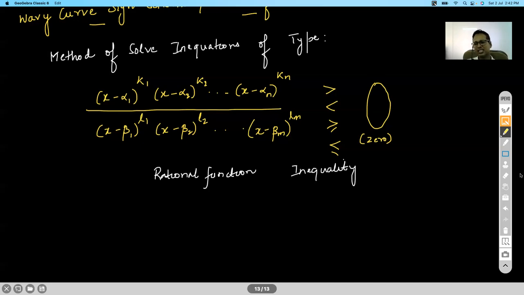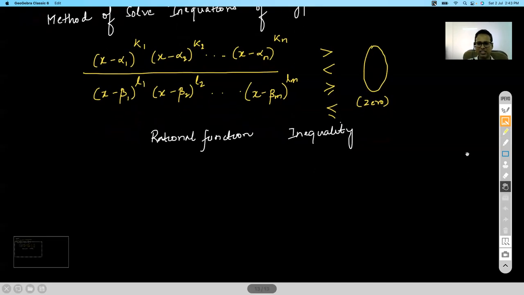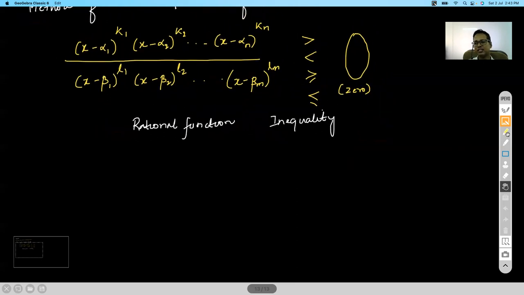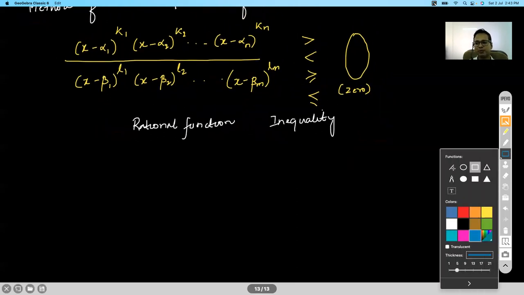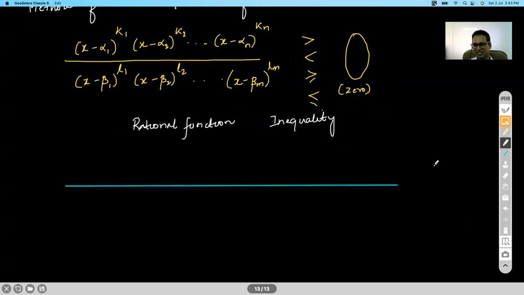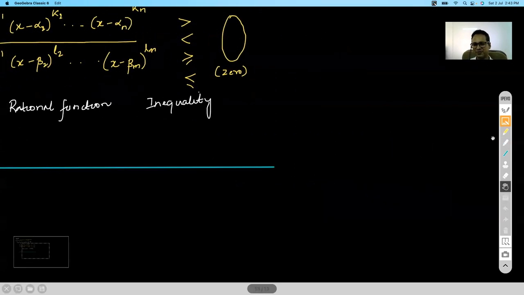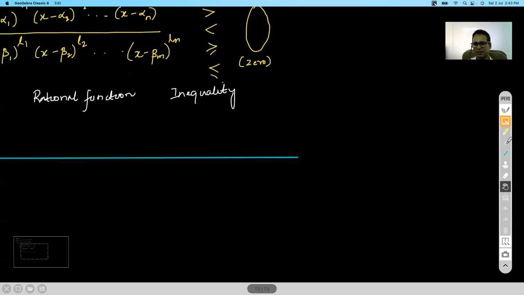So what is the process here? Listen to this carefully, because many times you don't get a clear picture of it in school. The first thing you are going to do is make a number line. By the way, let's take an example to understand this, rather than me writing these alpha 1, alpha 2, those ugly numbers. I'll put an example here.